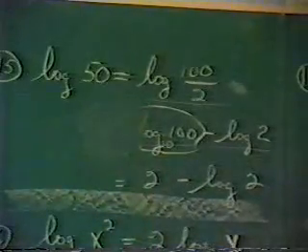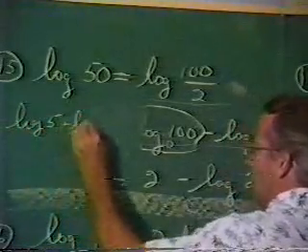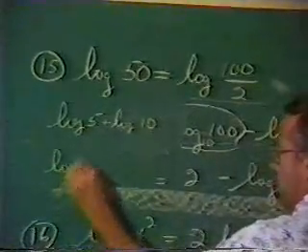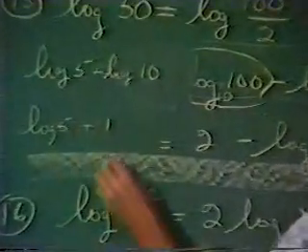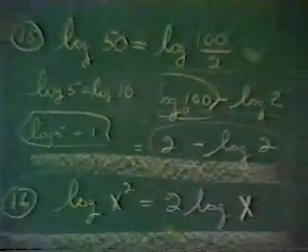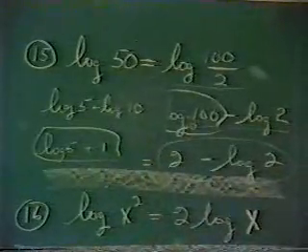We could have had the log of 5 plus the log of 10. And now the answer becomes the log of 5 plus 1. And that answer is the same as this answer. When you work it all out, you'll end up with the same decimal value either way.